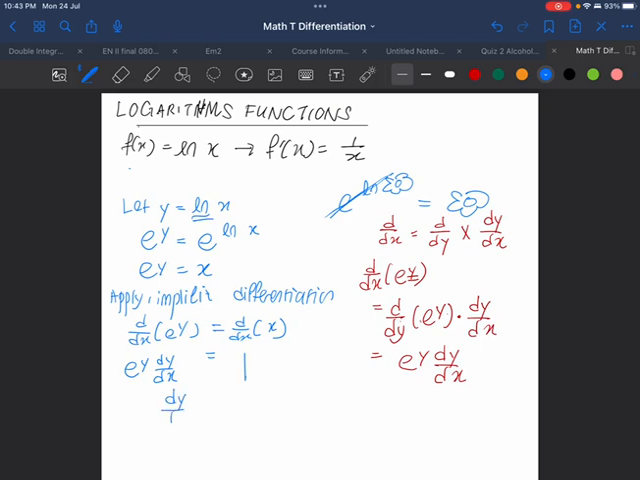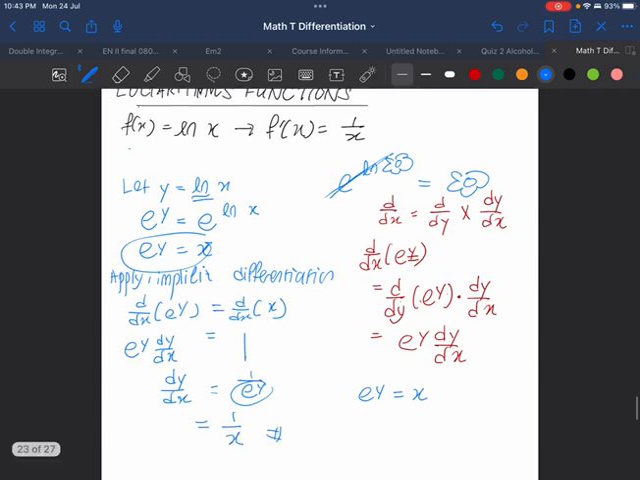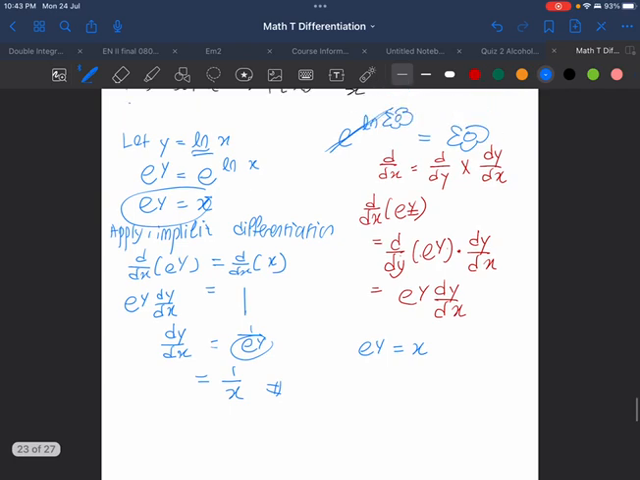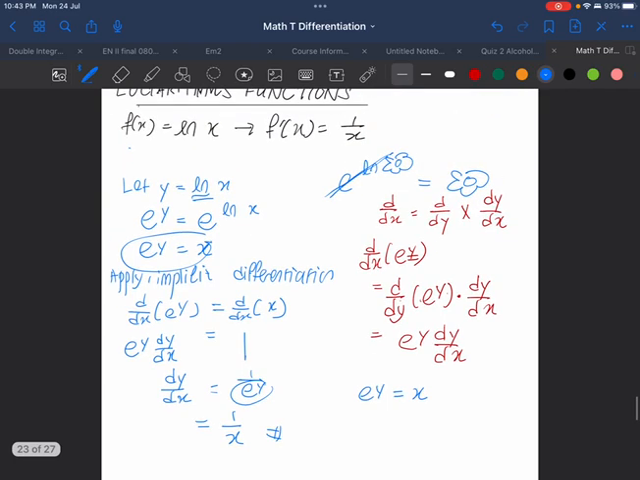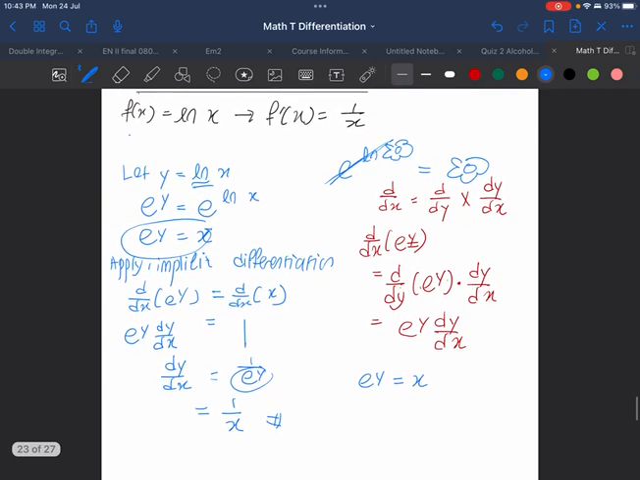Now we move all the terms beside dy/dx to the right hand side: 1 over e to the y. And what is e to the y? It is equivalent to x, from here. So it's equivalent to 1 over x. So this is how we derive the logarithm function: for ln x, f prime x will be equivalent to 1 over x.